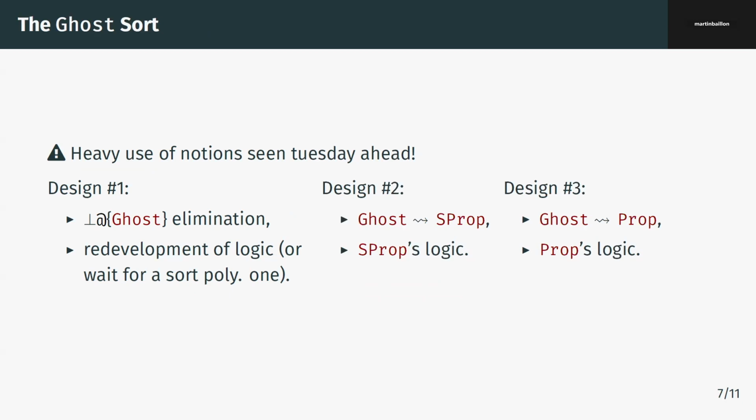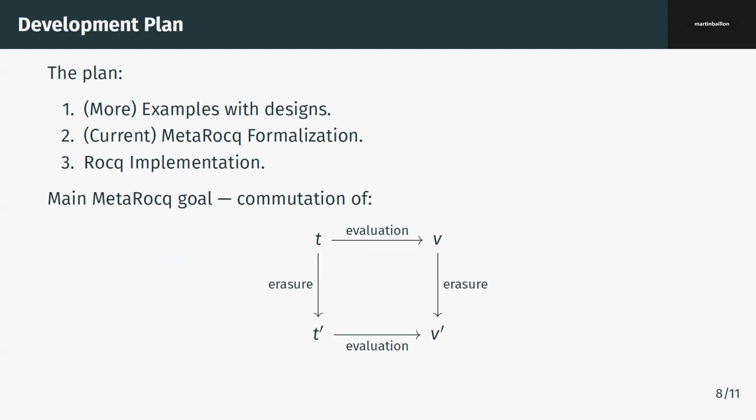Okay, so these are the designs that we currently consider, but all of the things that I've presented before still hold for any of these designs. What we are currently planning to do: we have some examples with the different designs, even though it takes a lot of time to develop each one, so we want quite a few more. What we want to focus on is a MetaRocq formalization to prove this erasure theorem, which makes this diagram correct. And then once we have this, we'll make an actual Rocq implementation of this Ghost sort.